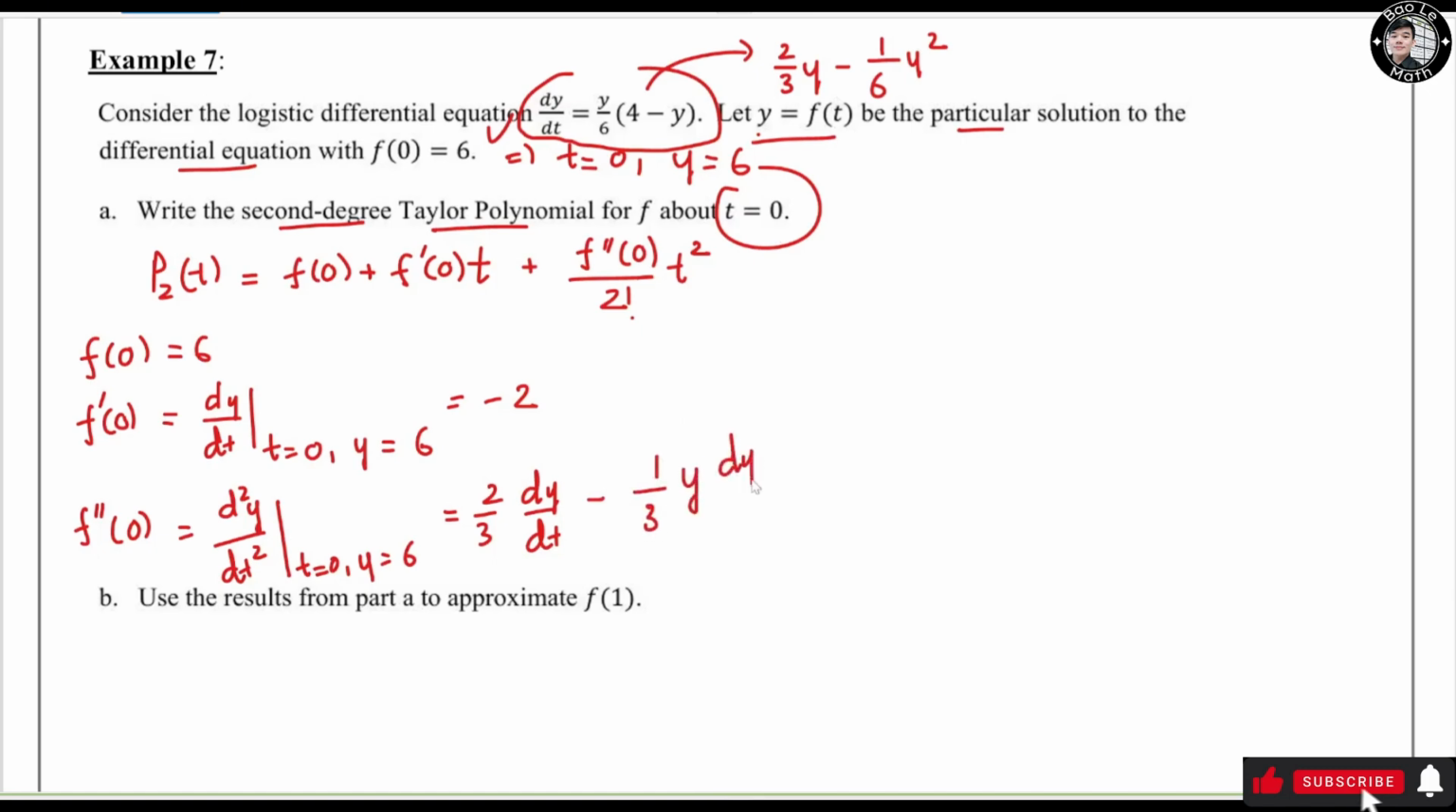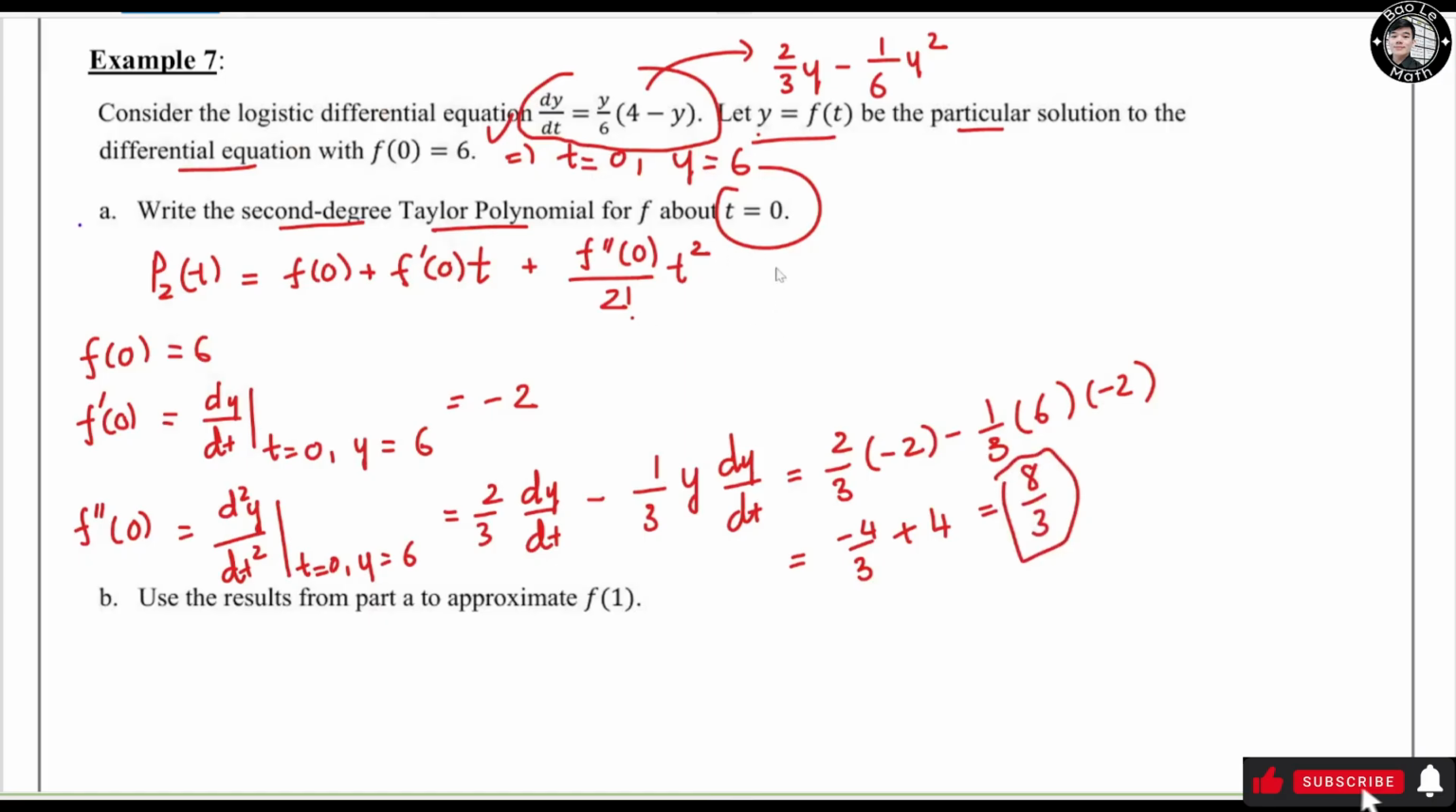Y, and then dy over dt, right? So then we substitute 0 for t, 6 for y, and negative 2 for dy over dt. So we have 2 over 3 times negative 2 minus 1 over 3 times 6 times negative 2. We're going to simplify, it's going to be negative 4 over 3 plus 4, so it's going to be 8 over 3. Alright, so we substitute into this formula.